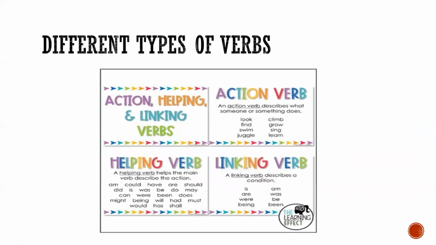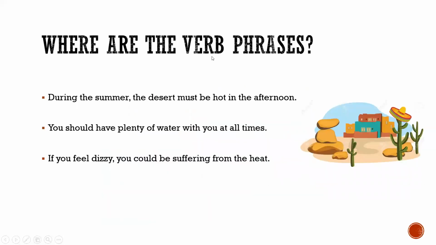Now, let's again review the different types of verbs. Action verbs, helping verbs coupled with the main verb in your sentence, and linking verbs that describe conditions and states of being. Okay, now, where are the verb phrases in these examples?